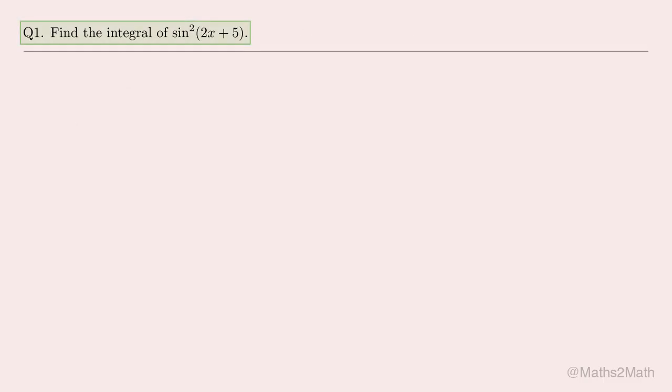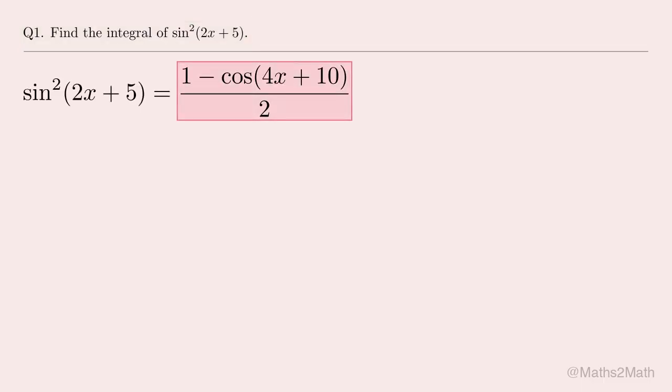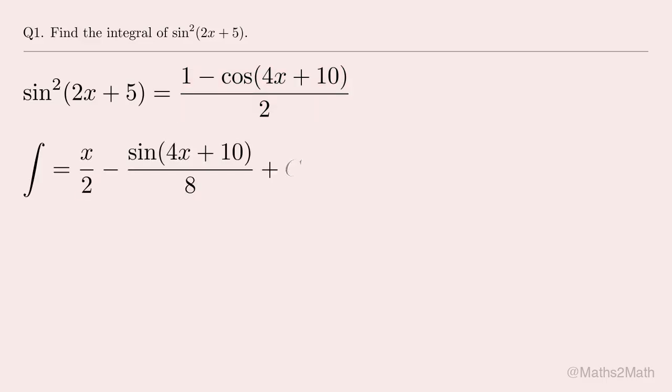Question 1. Sine squared of a linear angle. The half-angle identity removes the square. Sine squared is 1 minus cosine of the doubled angle, over 2. Apply the identity to the angle 2x plus 5. Integrate: half x minus the sine over 8.